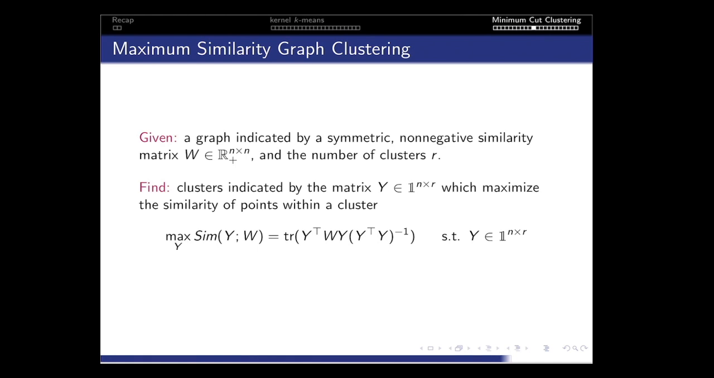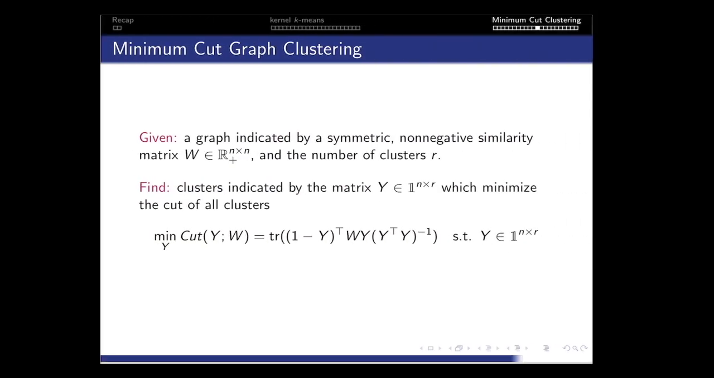On the one hand, we have the maximum similarity graph clustering, where we are given a graph which is indicated by our adjacency matrix W and the number of clusters. And the task is to find clusters indicated by the matrix Y, which maximize the similarity of points within a cluster. So this is then this objective.